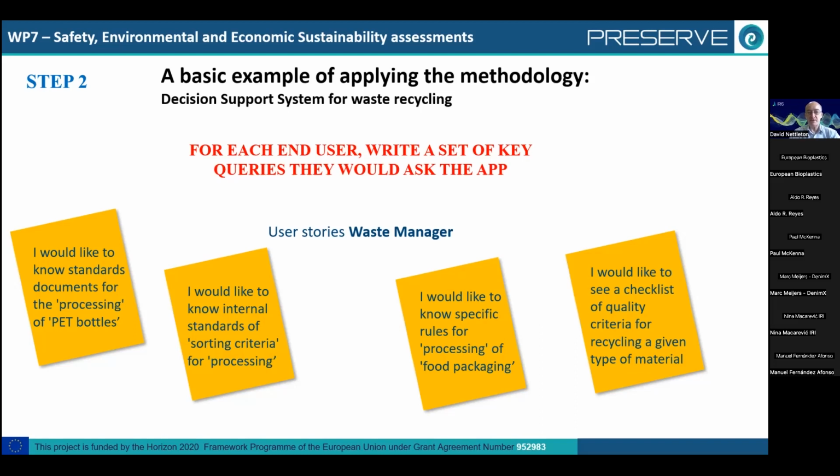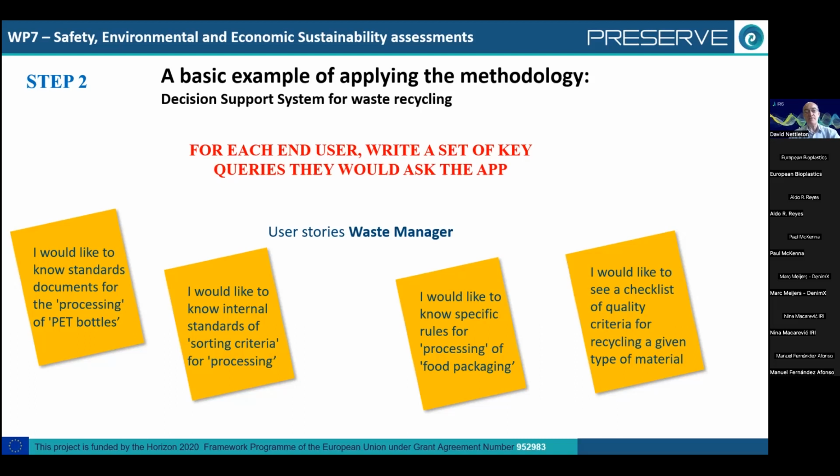And then the fourth user story would be, I would like to see a checklist of quality criteria for recycling a given type of material. And so this is really maybe a little bit similar to the previous 3, but putting it in the format of a checklist, which maybe could be ranked. You could have the top priority items at the top, and then it goes down in ranking order in the checklist.